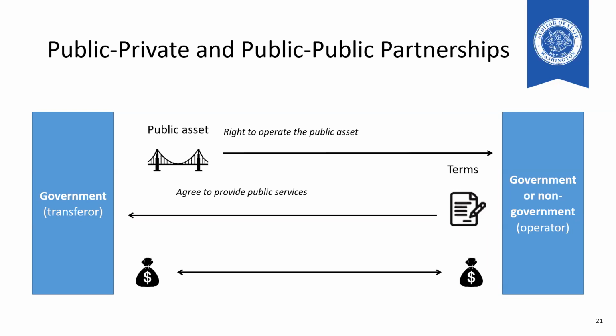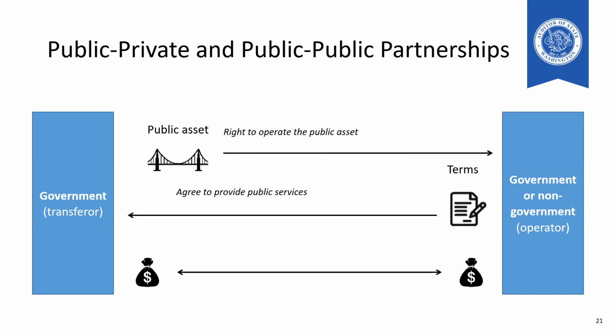Now, in the PPP, the transferor is giving the operator the right to use a public asset, and the operator is agreeing to provide a public service. Now, the transferor pays the operator to provide that public service, and the operator pays the transferor for the right to use that public asset.